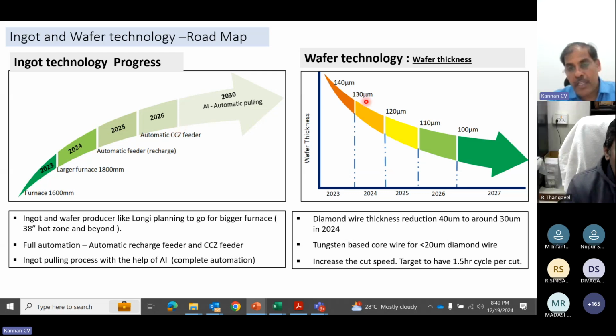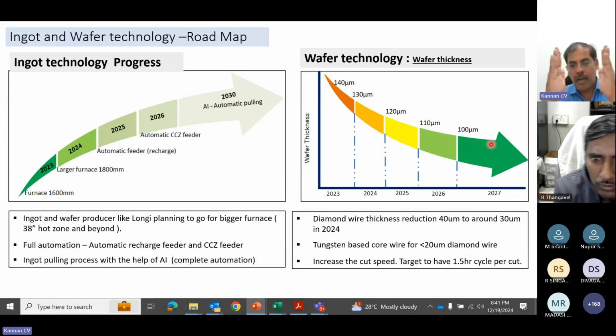And on the wafering side, the wafer thickness has also come down. Earlier it was 200 micron. Now, in 2023, the average wafer thickness is 140 micron. It is expected that wafers will become thinner and thinner. When the wafer thickness goes down, the amount of polysilicon needed changes. For 1 centimeter of brick, you could earlier get maybe 100 wafers, including the losses.